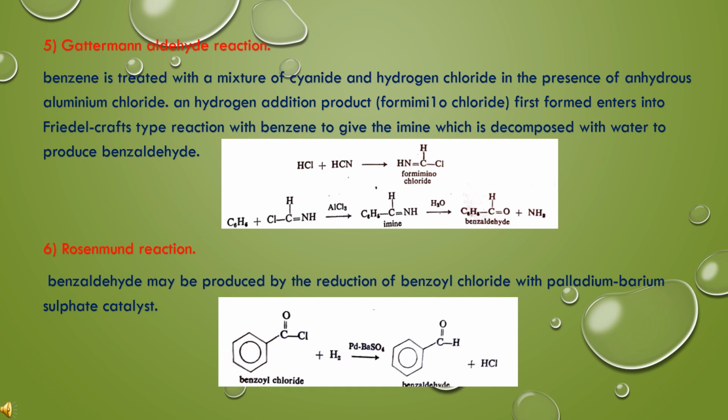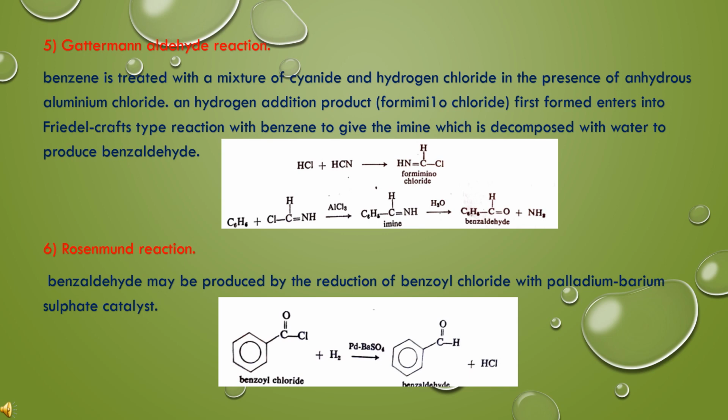In the second step, the formimidoyl chloride reacts with benzene. Hydrogen from benzene and Cl from formimidoyl chloride combine and leave as a byproduct. Then we get an imine. These reactions use aluminum chloride as a catalyst. The imine further undergoes hydrolysis with water, and we get benzaldehyde. The C double bond NH group abstracts a proton from water. This leaves ammonia, NH3. The remaining oxygen is attached to the imine carbon. Then we get benzaldehyde.